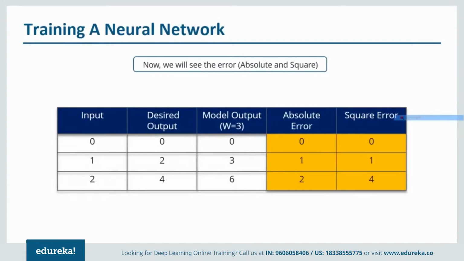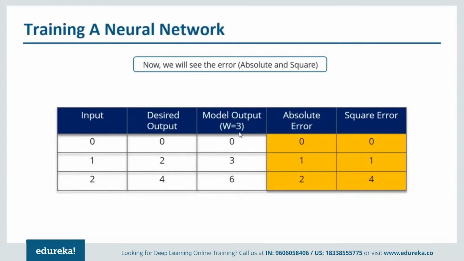Now the error that we have got here is 0, 1 and 2, which is nothing but your difference. So 0 minus 0 is 0, 3 minus 2 is 1, 6 minus 4 is 2. Now this is called an absolute error. After squaring this error, we get the square error, which is nothing but 0, 1 and 4. All right. So now we need to update the variables. We have seen that the output we got is different from the desired output, so we need to update the value of the weight.